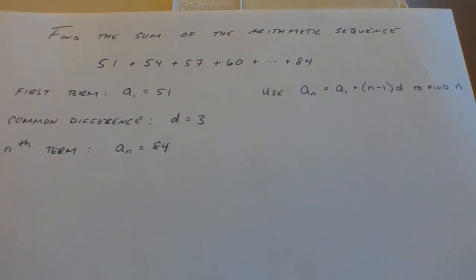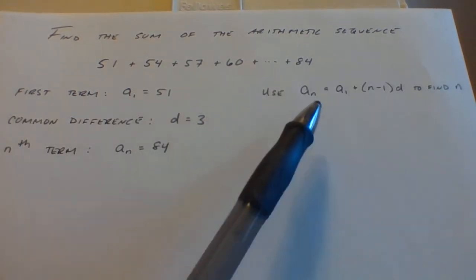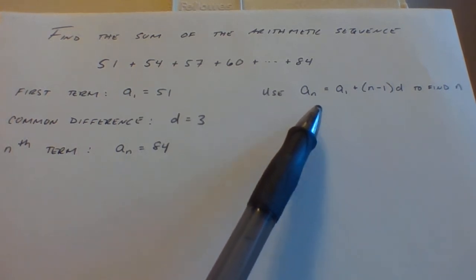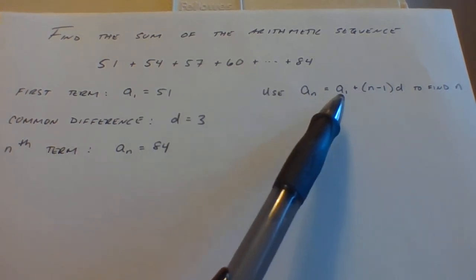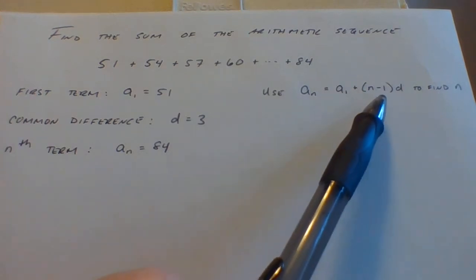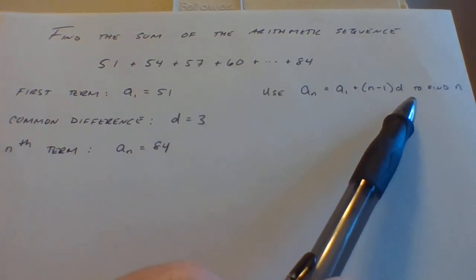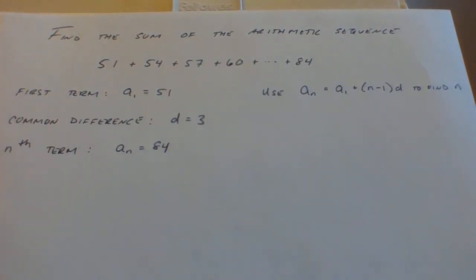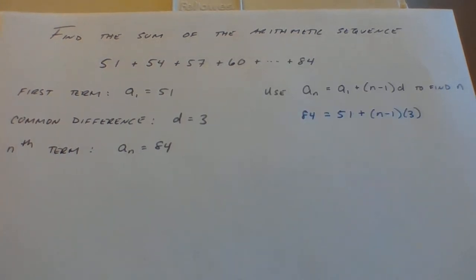So we're going to go back to a formula that we've used in the past. We're going to use this formula to find our n value. We have a sub n equals a sub 1 plus n minus 1 times d, which is our common difference. Let's go ahead and plug in the pieces that we know. Be careful when you're plugging in here. Keep in mind we are looking for our n value.